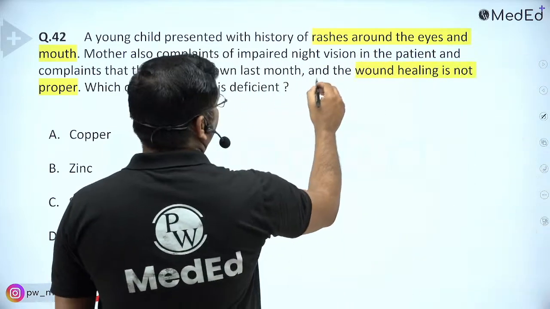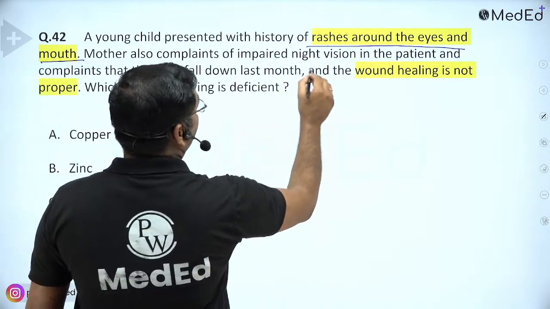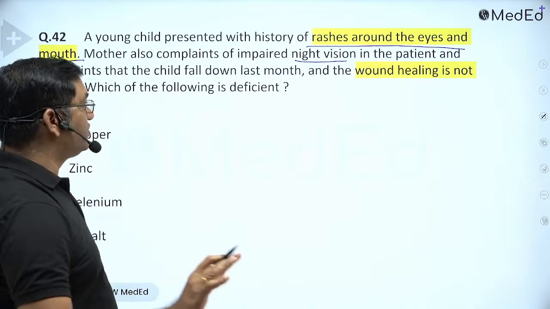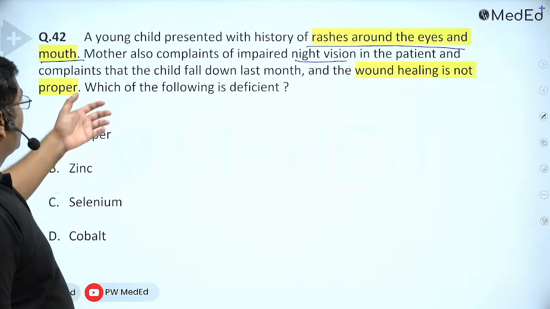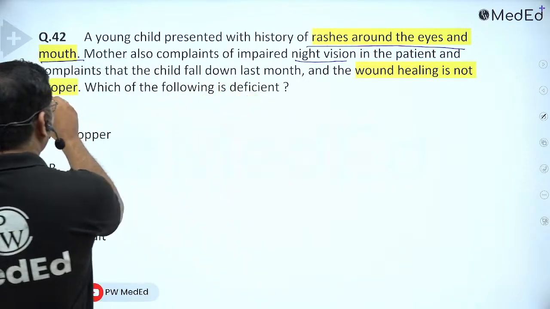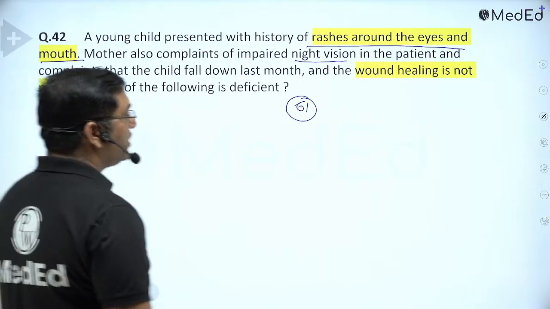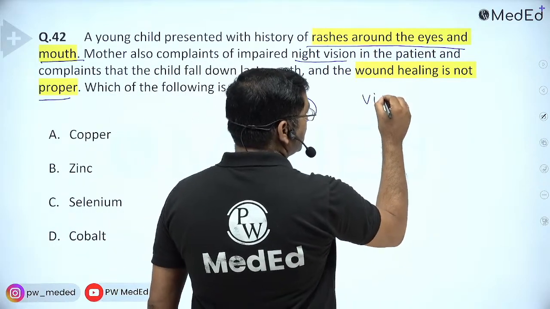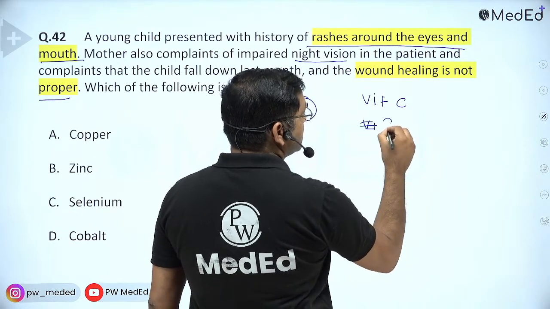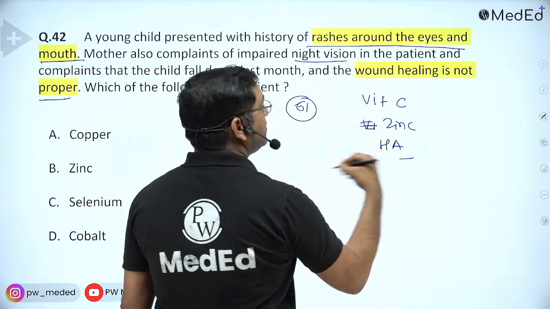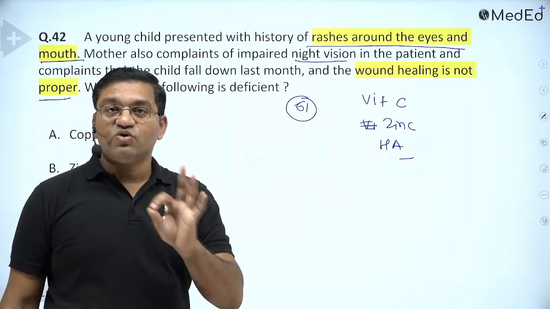So see, a child presented with a history of rashes around the eyes and mouth. Impaired night vision is seen in vitamin A deficiency, but here it is not about a vitamin deficiency question. The wound healing is not proper. So wound healing, point number 61: impaired wound healing is seen in vitamin C deficiency, then in zinc deficiency and hyaluronic acid deficiency. Delayed wound healing is related to vitamin C, zinc, and hyaluronic acid.